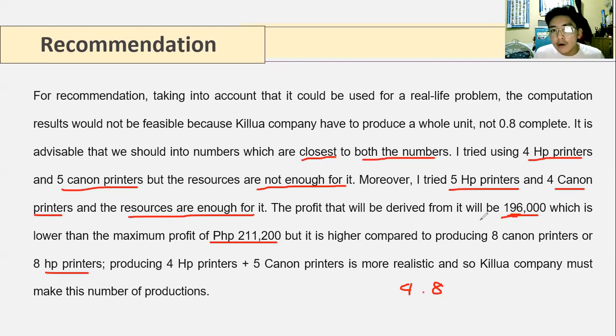So overall, my recommendation, since it is not possible to produce 4.8 or an 80% complete printer, is that the Kilua Company must resort to producing 5 HP printers plus 4 Canon printers because it is more realistic. So Kilua Company must produce this.